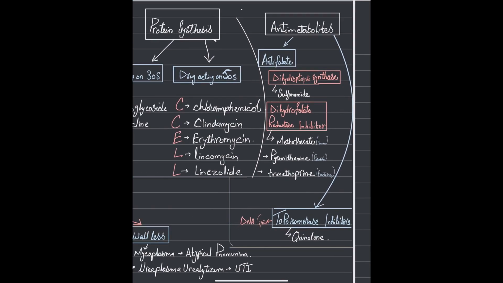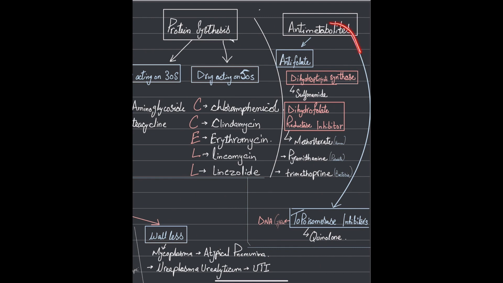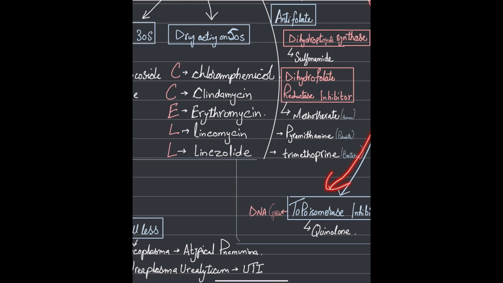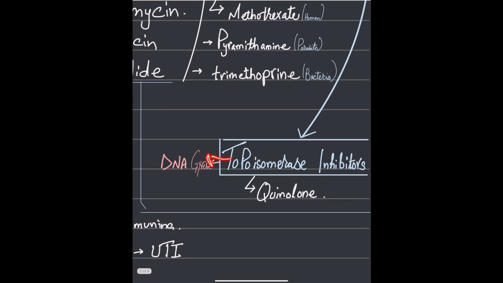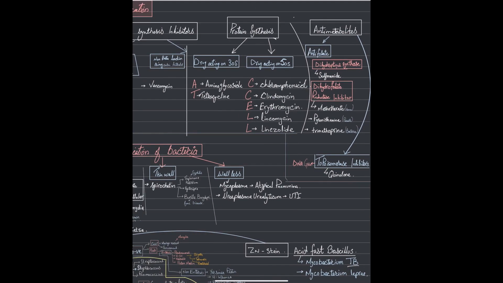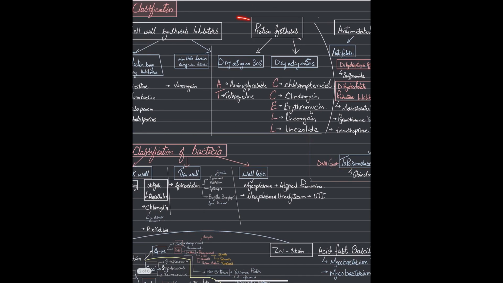And this one, anti-metabolites, is further divided into topoisomerase inhibitors, which work on DNA gyrase. The only drug used here is quinolone. Quinolone we use to inhibit this DNA gyrase. Okay, this is the classification of the drugs.